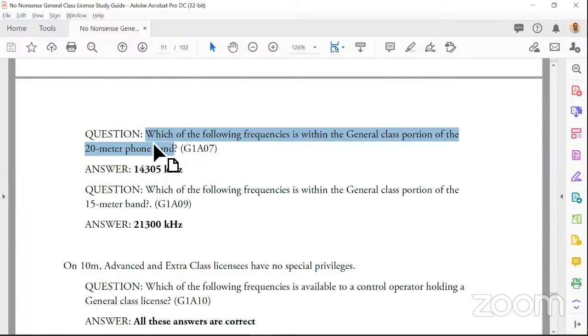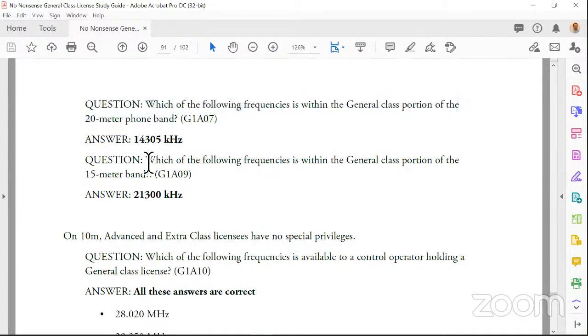So remember I mentioned to you how I think about it, I take 300 and then I divide it by 20 and I get 15. So I know the answer is approximately 15. So it's 14 point something. So that's how I think about it anytime I have any difficulty remembering what meter band, what's the frequency range again. I just divide by 300. Okay, so the answer for this question is 14305. The distractor questions will have frequencies outside of the phone band and outside of the 20-meter band.